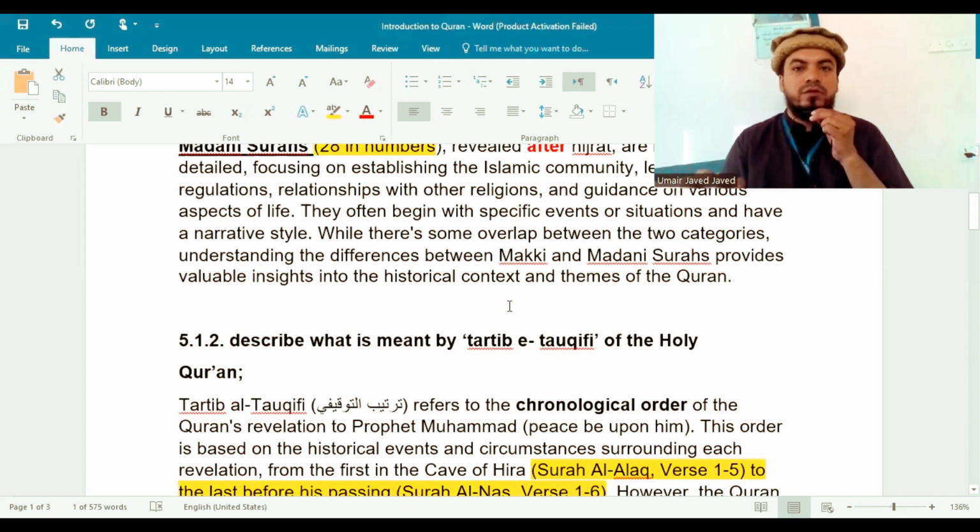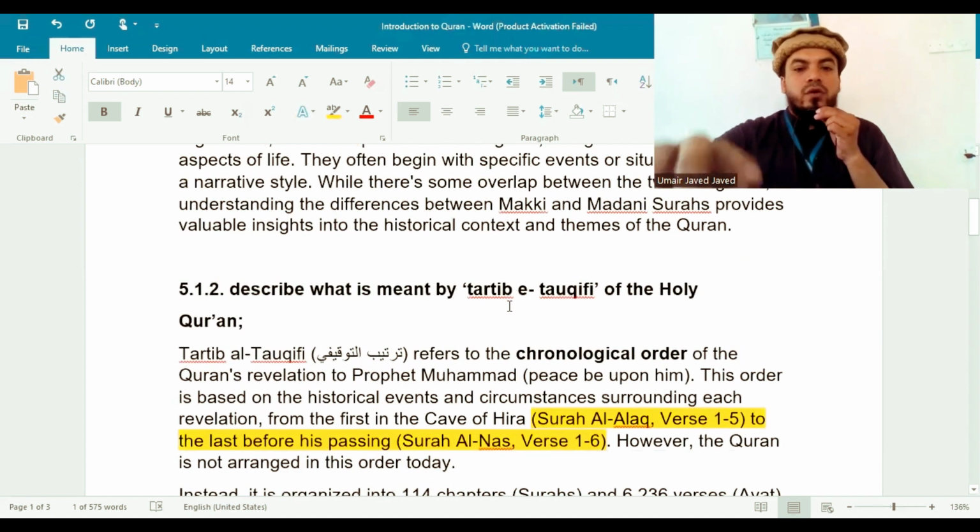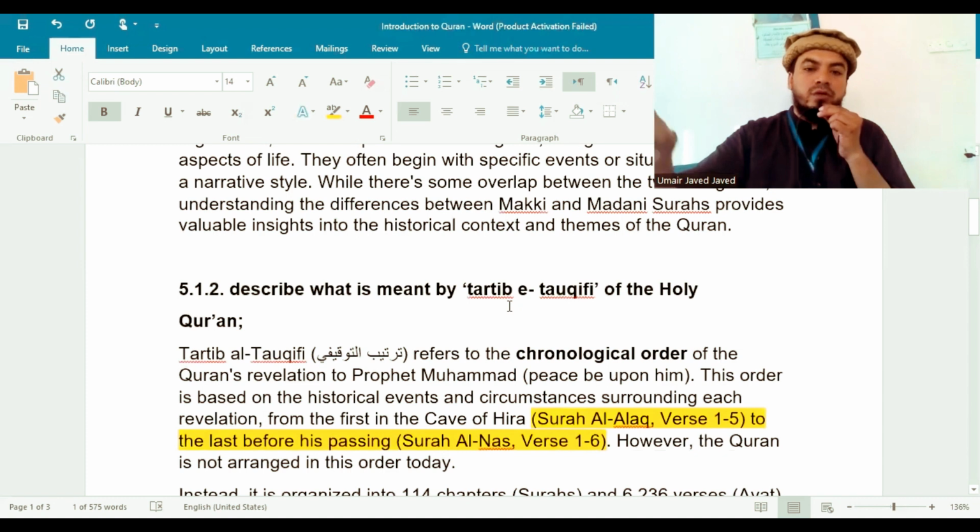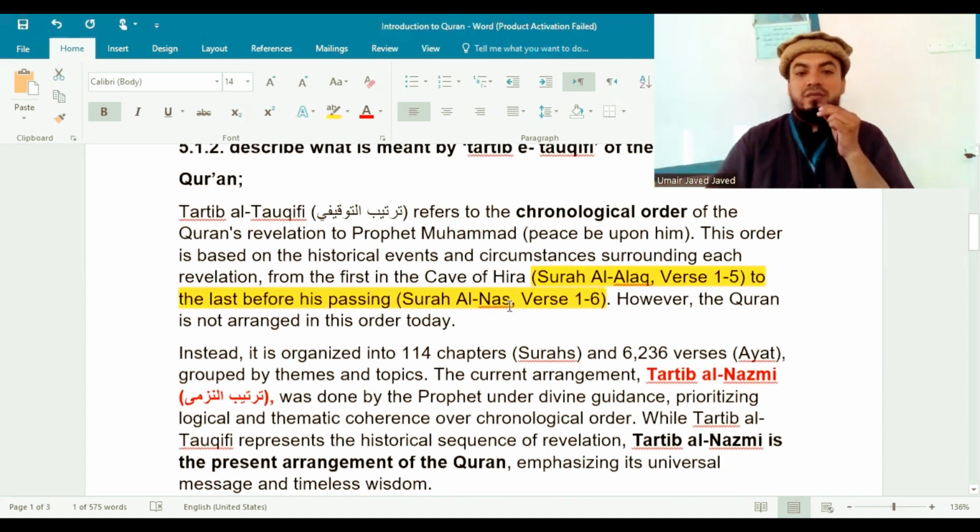You know, there are different types of orders. Chronological order means the order of events, the sequence of events or stories. So this is the historical event and circumstances. Revelations were revealed from the cave of Hira, the first revelation, until Surah Nas. These all arrangements are included in Tartib Tawqifi, and now the arrangement of the Quran is Tartib Nazmi. You can understand easily after seeing this answer.